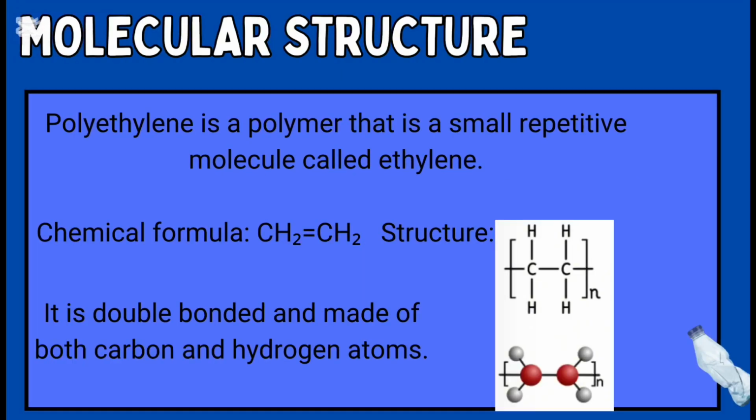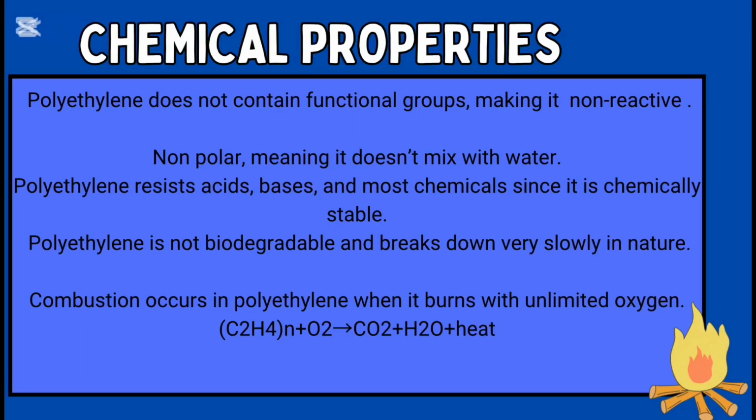Polyethylene is a polymer. It is made of a small repetitive molecule called ethylene, which has the chemical formula of C2H4, which basically means it contains 2 carbons and 4 hydrogens. And this is how the structure looks like. Polyethylene is made up of both carbon and hydrogen atoms and is double bonded. The chemical structure of polyethylene gives it strength. It doesn't have any functional groups, which makes it both non-reactive and chemically stable.